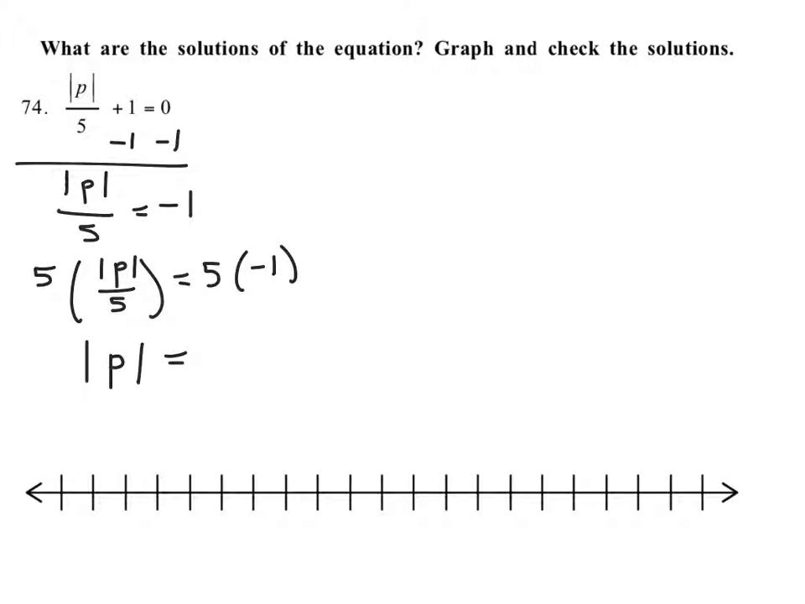is equal to -5. Remember what I said in the first slide. If you get it just down to the absolute value part and it's equal to a negative, it's impossible. It's impossible for some value of p, when you take its absolute value, to end up with a negative. Absolute values are never negative. So, no solution.